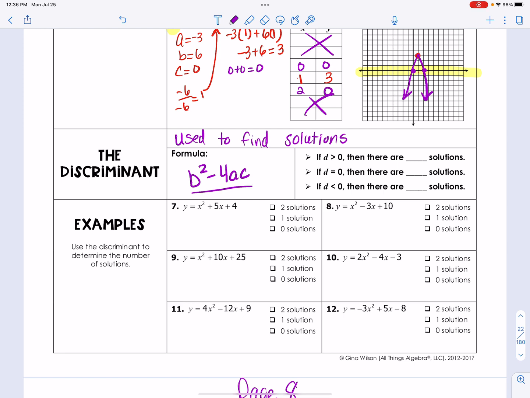So if this answer is greater than 0, there's 2 solutions. If this answer is 0, then there's 1 solution. And if the answer is less than 0, then there's no solutions. Okay, so I'm going to show you using the formula. So A in this problem is 1, B is 5, and C is 4. So if I use the formula, I'm going to do b squared, 25, minus 4 times 1 times 4. And that is 25 minus 16, which is bigger than 0. That's all I need to know. It's bigger than 0. And so you have 2 solutions.